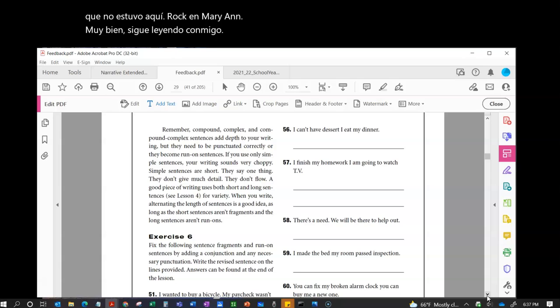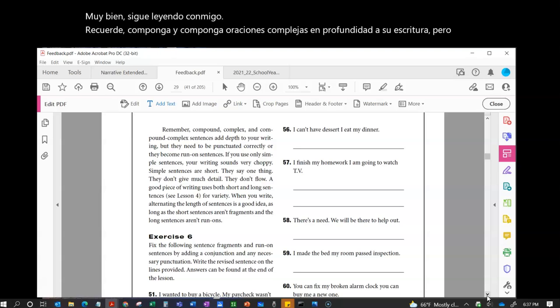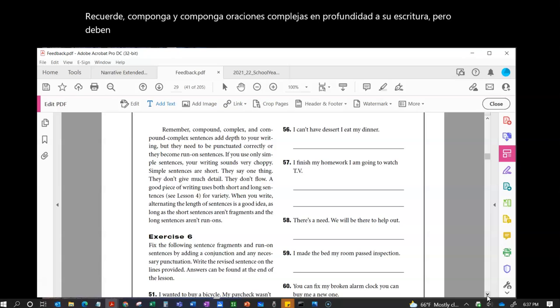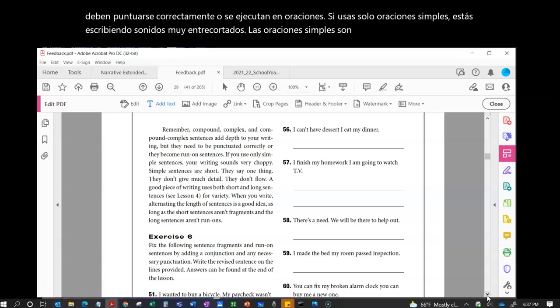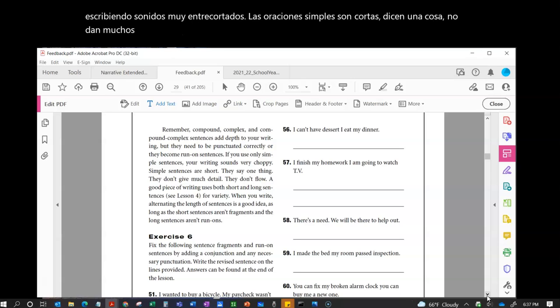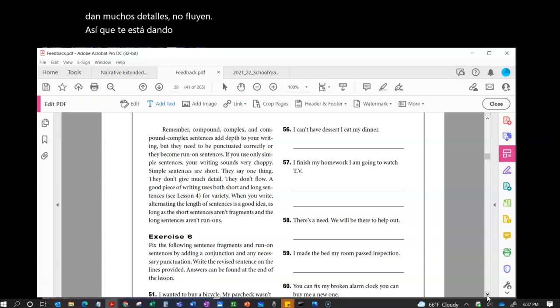All right, continue reading with me. Remember, compound, complex, and compound complex sentences add depth to your writing, but they need to be punctuated correctly or they become run-on sentences. If you use only simple sentences, your writing sounds very choppy. Simple sentences are short. They say one thing. They don't give much details. They don't flow. So he's giving you examples of simple sentences, okay?